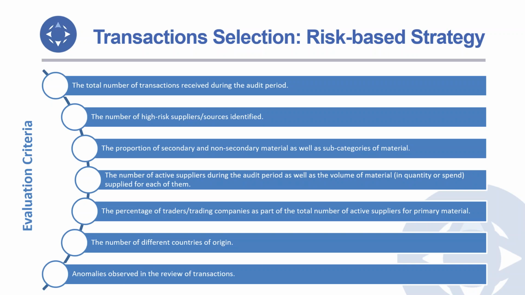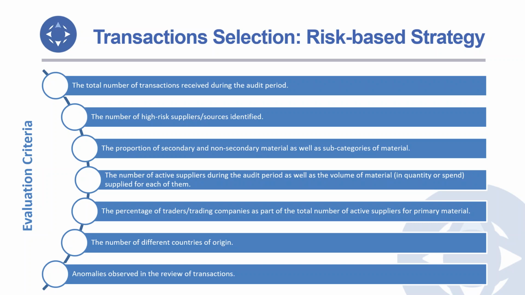When you're conducting sampling, the expectation is that you really pick a representative sample and using a risk-based approach. So it's important to look at total number of transactions received, the number of high-risk suppliers and sources identified, the proportion of secondary versus non-secondary material.